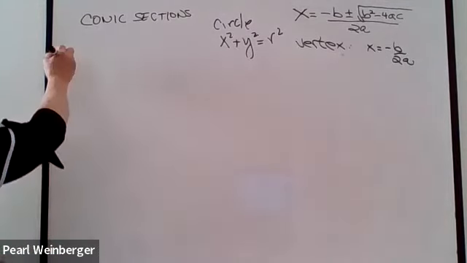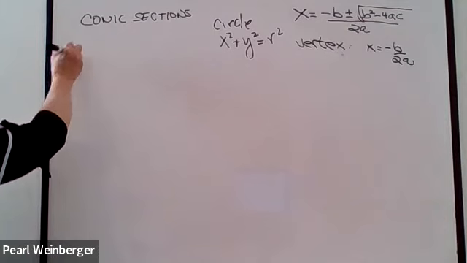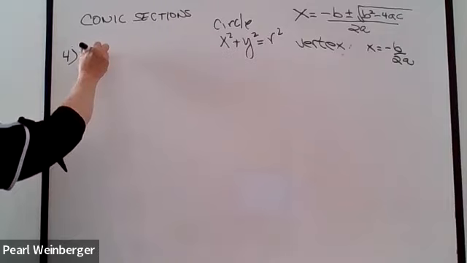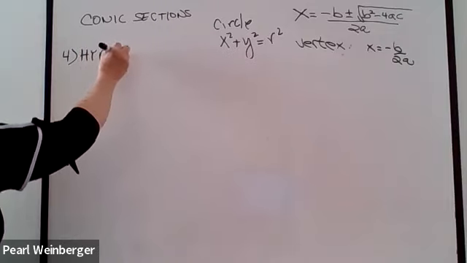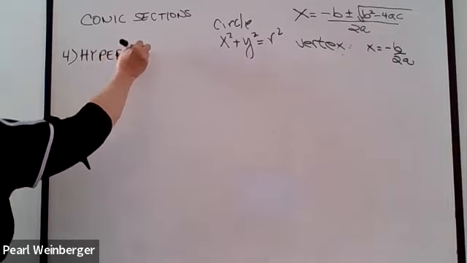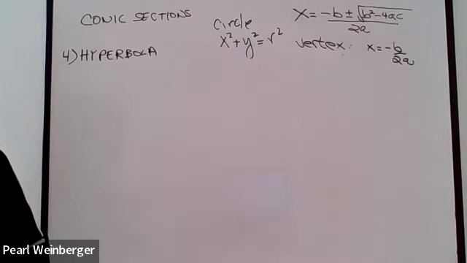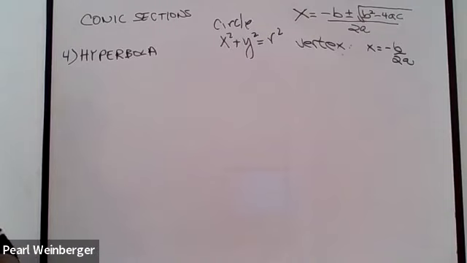The last type of conic section has a very strange name. It's something called a hyperbola. I don't know where the name came from. I've heard the term hyperbole, but I don't think it has anything to do with this. It's hyperbola. Now, a hyperbola happens to be not only a strange name, it's a strange shape.